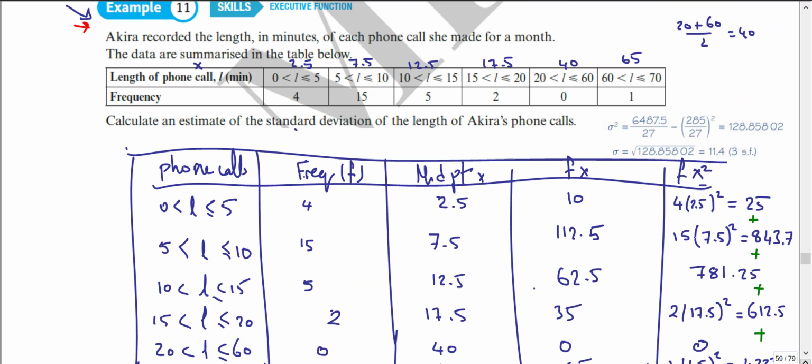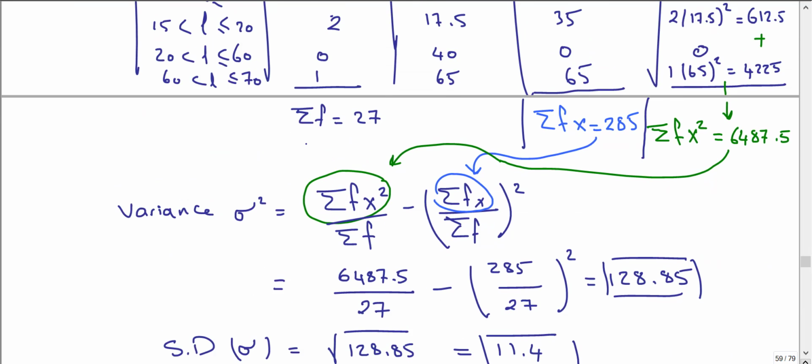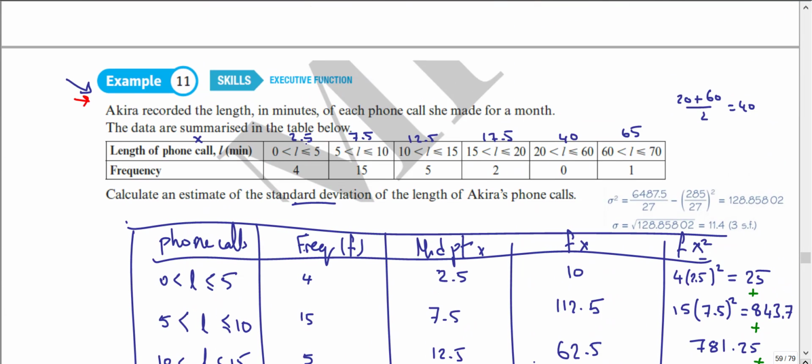The question was saying anything else? No. They asked for the standard deviation. So I had to get the variance first and then we get the standard deviation. Do you get this? You understand now how to do it with frequencies? This is called a grouped frequency table. So there are frequencies and there are groups. Clear?